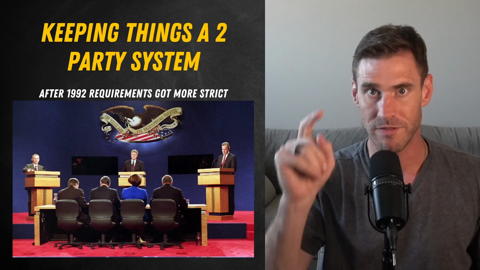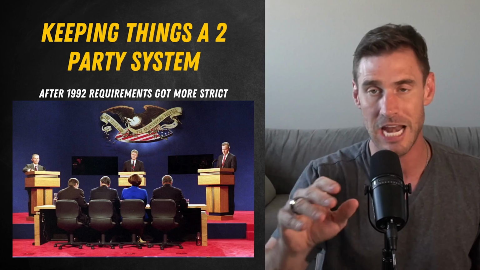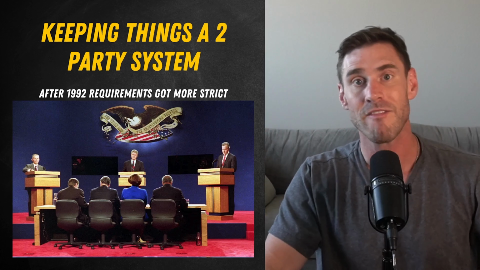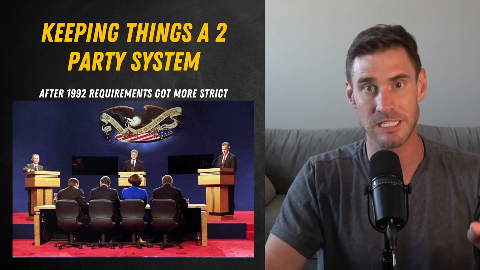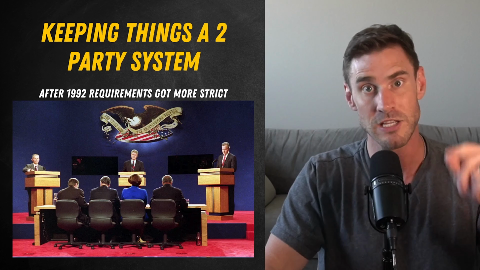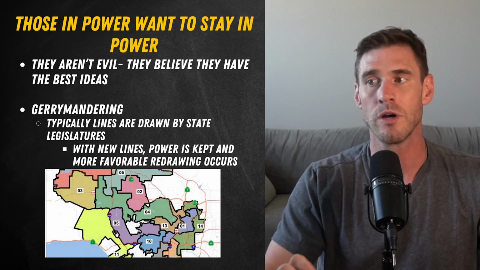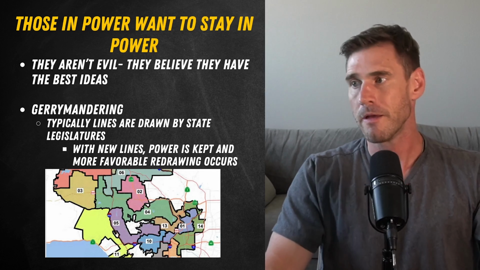Because it's easy just to have one enemy. You have the Republicans as the enemy, or you have Democrats as the enemy. And if you open it up to a whole bunch of political parties, which is definitely more democratic, then it kind of disrupts the system. So the Democrats and Republicans agree to keep it to a 2-party system. And one of the ways that they do this is through gerrymandering, okay?